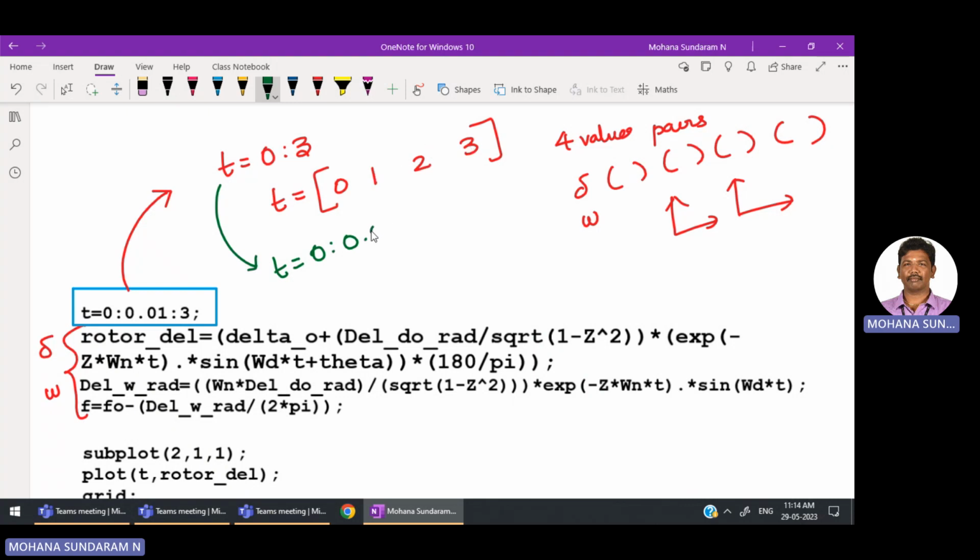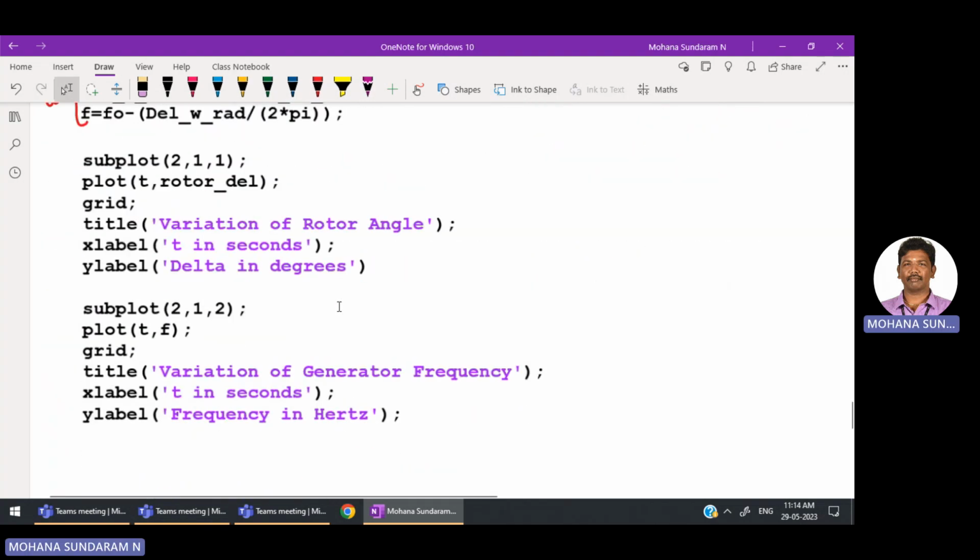Here instead of that, I'm going to increment by 0.01. So you can see that there will be so many points, no, 0, 0.01, 0.02, 0.03, etc. up to 3. So you'll have a large number of points, so you'll get a large number of pair values. So in that case, if you plot it, you will get a very clear graph. So with this arrangement, we will learn how to use the plot.